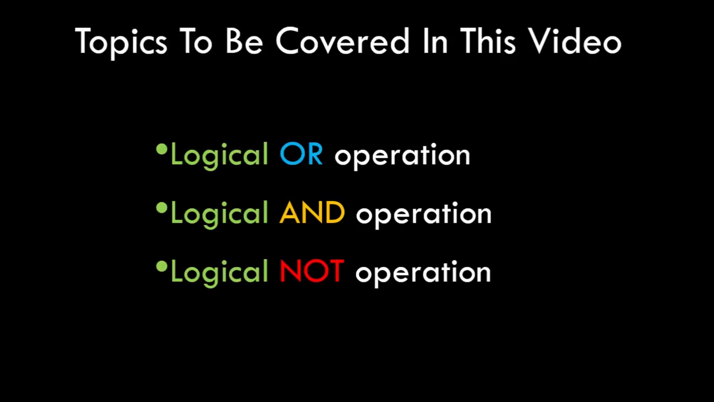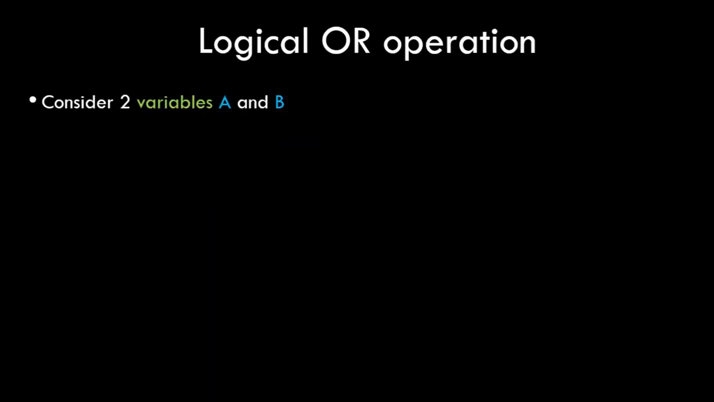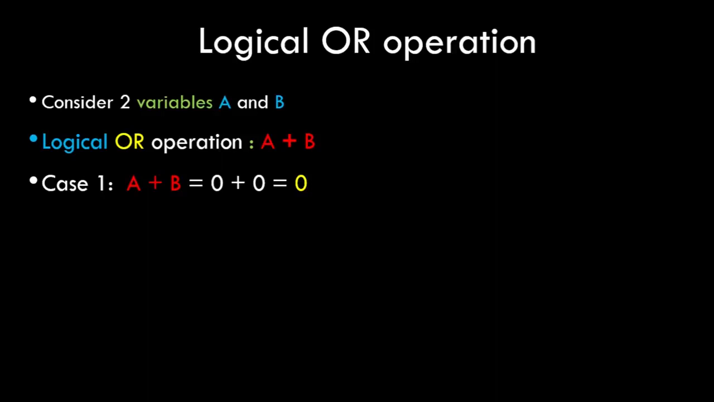The first one is a logical OR operation, the second is logical AND, and the third one is a logical NOT operation. So let's start with logical OR operation. Consider two variables. Now we know since it is Boolean algebra, these variables can only take up two values, that is 0 and 1. Now the logical OR operation is given as follows: A or B. Now the plus sign here is pronounced as OR because it is a logical OR operation and not a typical addition.